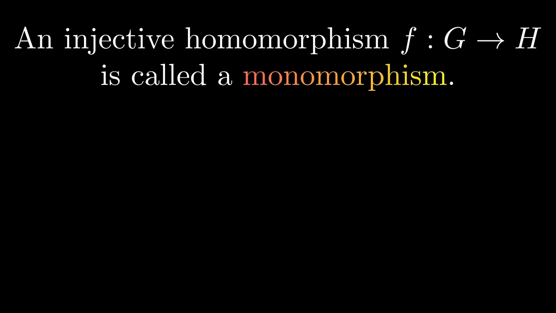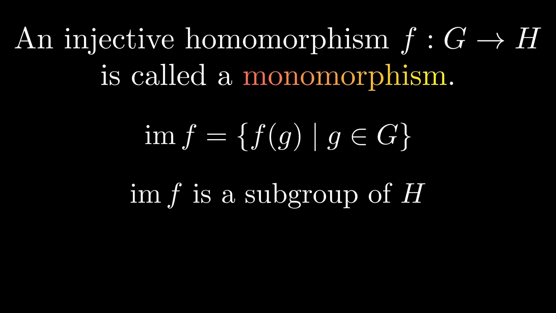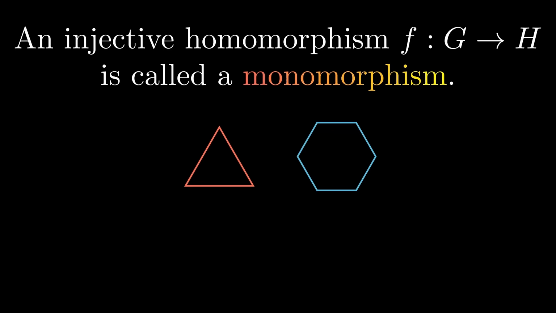An injective homomorphism is called a monomorphism. Injective means that different elements get mapped to different images. We can look at the image of a homomorphism and get that this is a subgroup of the codomain. By restricting the homomorphism to its image, we obtain a bijective map, meaning the domain is isomorphic to the image. In essence, a monomorphism embeds one group into a larger group. For example, all the symmetries of a triangle are also symmetries of a hexagon. So there is a monomorphism from the dihedral group D3 to D6.